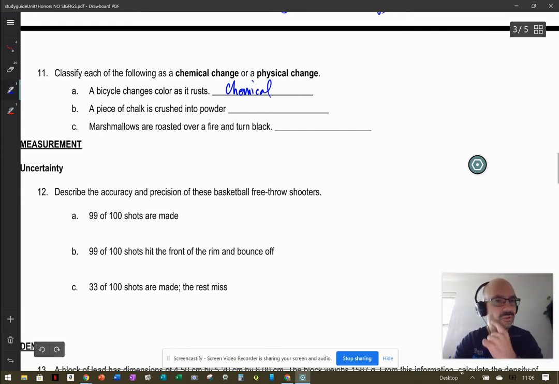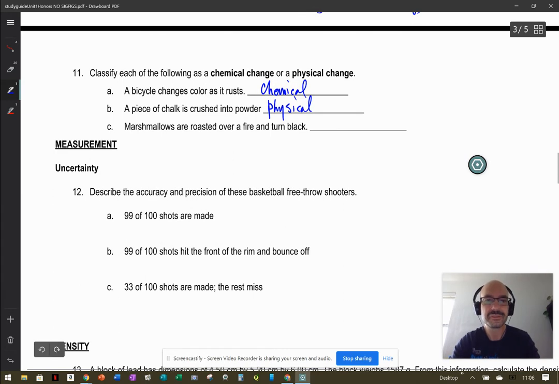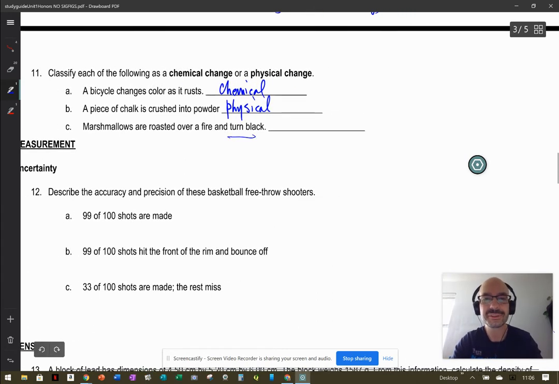A piece of chalk is crushed into powder. That's physical because all it is is smaller pieces of the same substance. Marshmallows are roasted over a fire and turn black. That's a real key term here, turn black. So that means they were burning. So that's a chemical change.